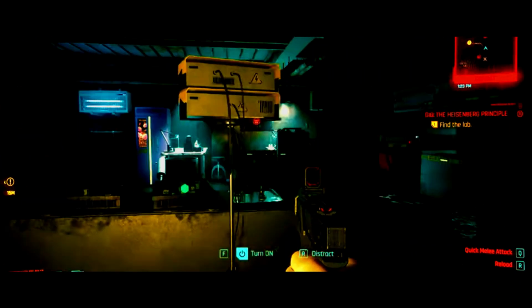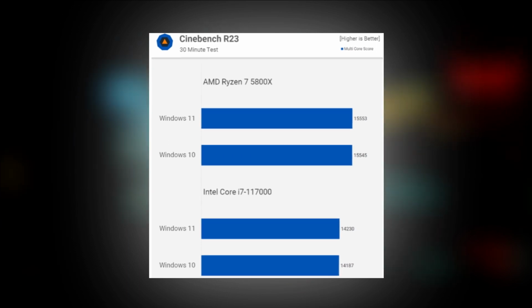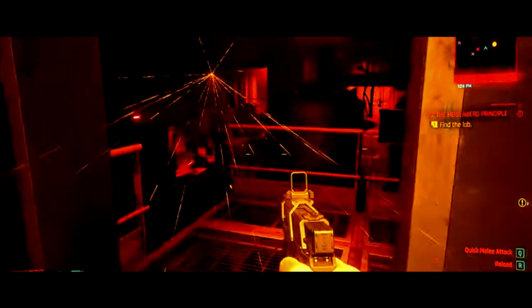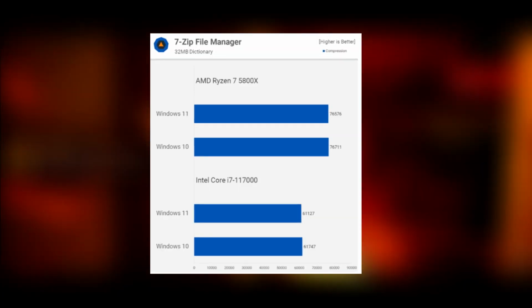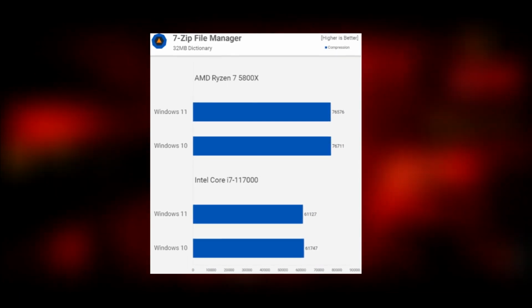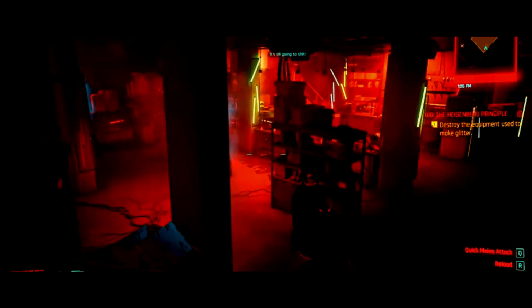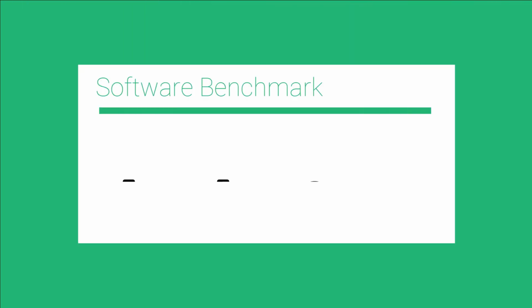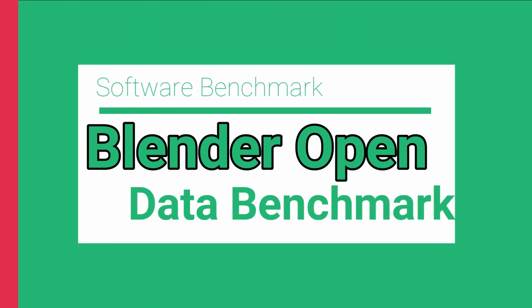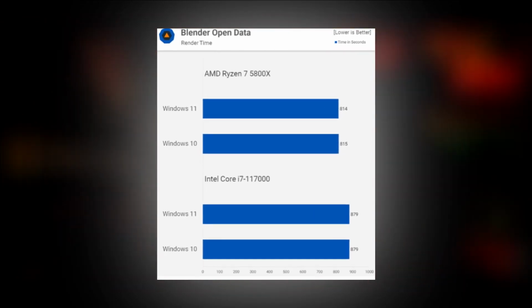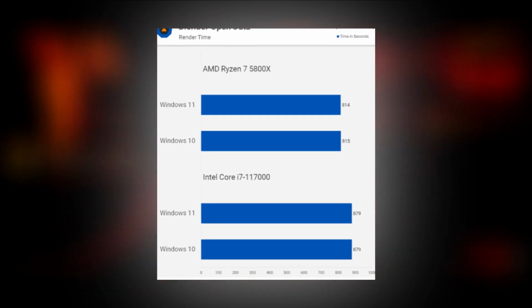Running Cinebench R23 appears to reveal the exact same level of CPU performance for both Rocket Lake and Zen 3 processors, and the 7-zip compression is no different. I am not going to bother talking about most of the performance margins as they are insignificant. In the case of 7-zip, we are looking at no more than a 1% margin between the two Windows operating systems. It's the same story when running the Blender Open Data benchmark, which is highly repetitive and extremely accurate. In short, no change in performance.